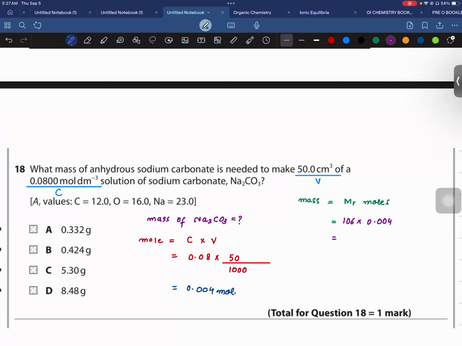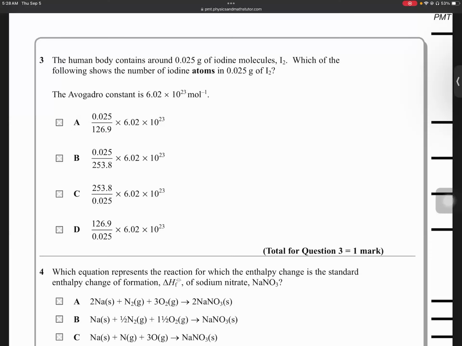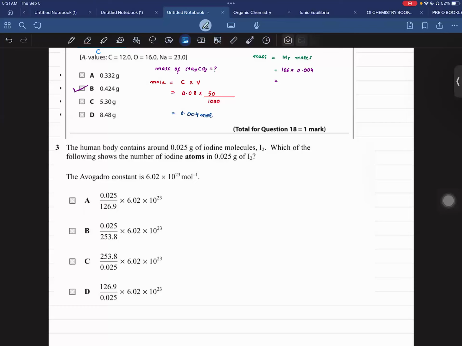0.424. B. Good. Can you do this question? Question number 3. This is unit 1, I think so, 2010. Read it carefully. Then I would be telling you. You're saying A, but I'm saying how this is A.